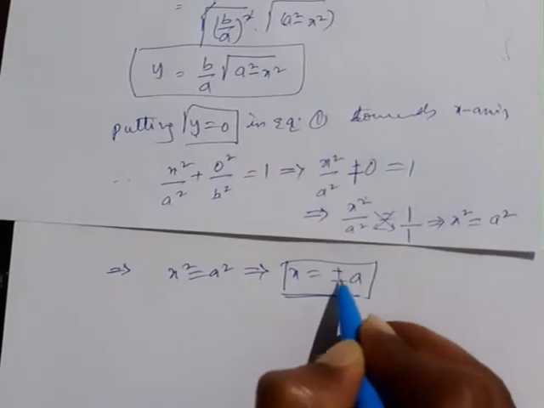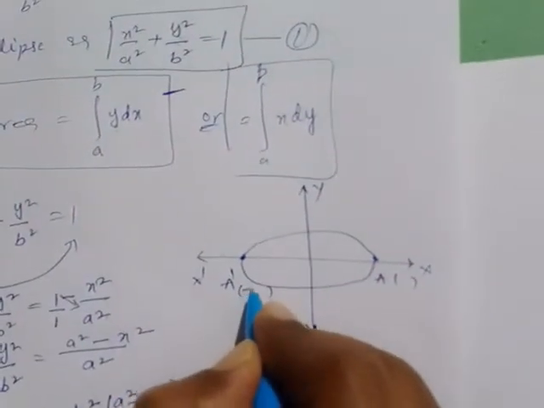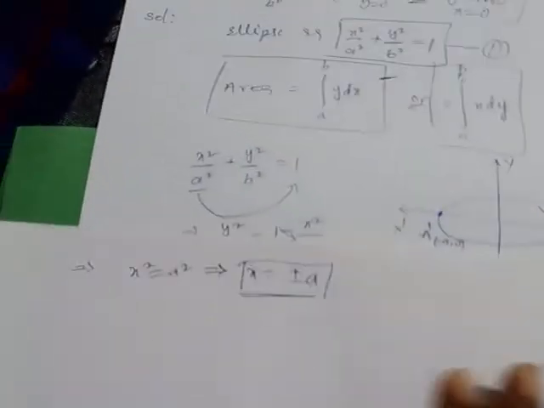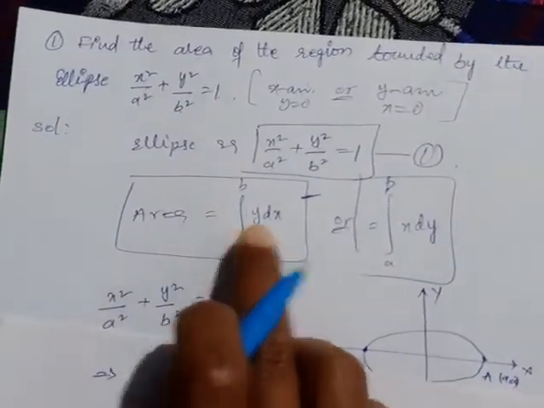So one x value is positive, the second x value is negative. So here it is (-a, 0), and here it is (a, 0). Observe, here we need to find the ellipse area. Ellipse area is the integral from a to b of y dx.